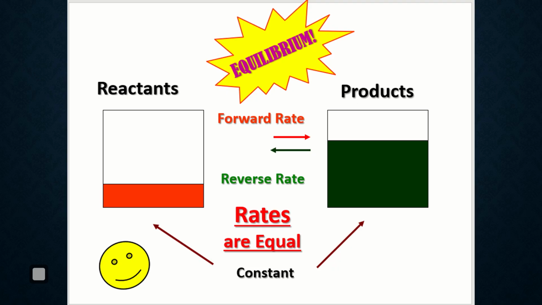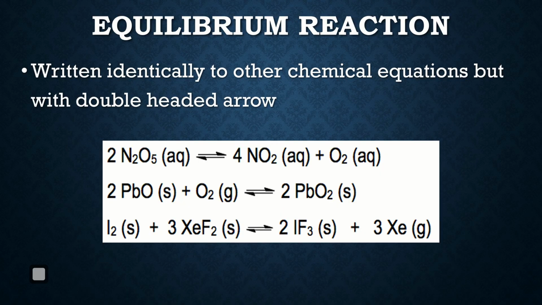All right? So if I kept on trying to hit the forward arrow, we would see these amounts stay the same, and it would just continue to be that way unless there's some outside trigger. Okay? So equilibrium reactions are written the same way as chemical equations. We have reactants on the left, products on the right, and like I said, we just use a double-headed arrow.